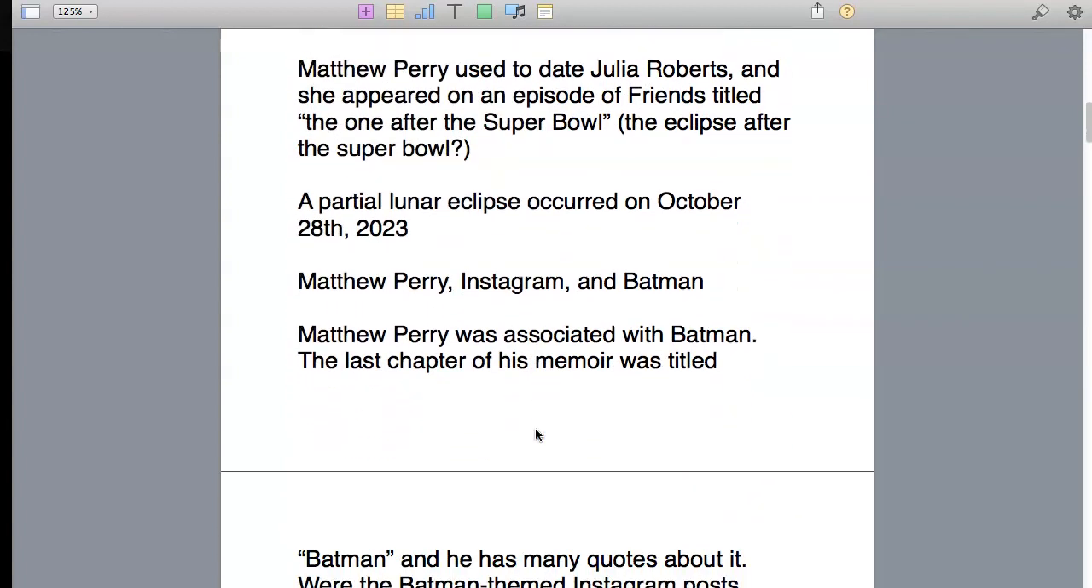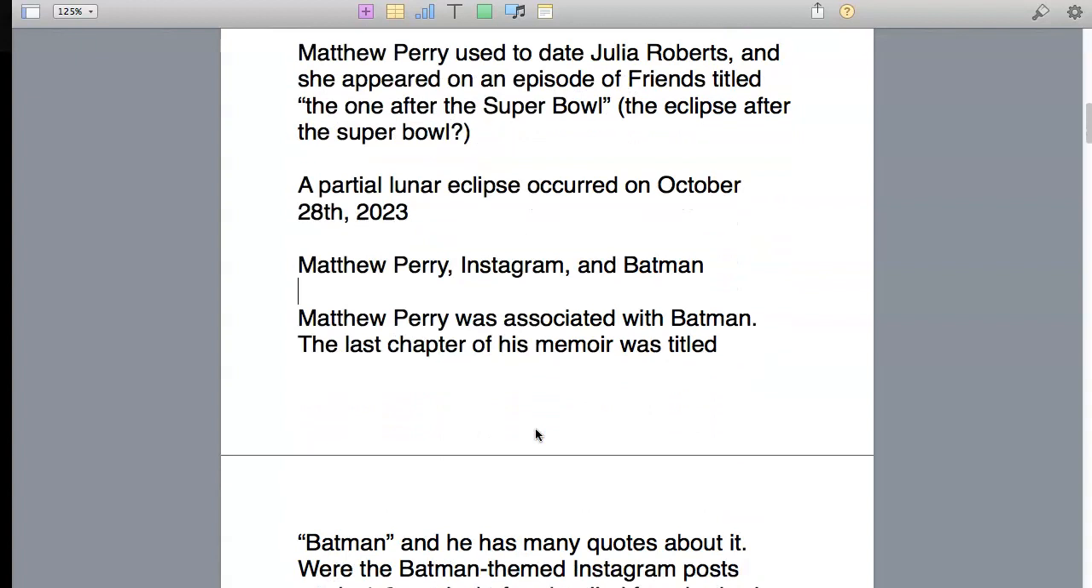Making things more interesting, Matthew Perry used to date Julia Roberts, and she appeared on an episode of Friends titled The One After the Super Bowl. This was the only episode that Julia Roberts was in. And they started dating a year after they filmed this episode, and they dated for like 2 years. So they had a relationship, Matthew Perry and Julia Roberts, boyfriend and girlfriend at one point in time. And then Matthew Perry dies on Julia Roberts' birthday.